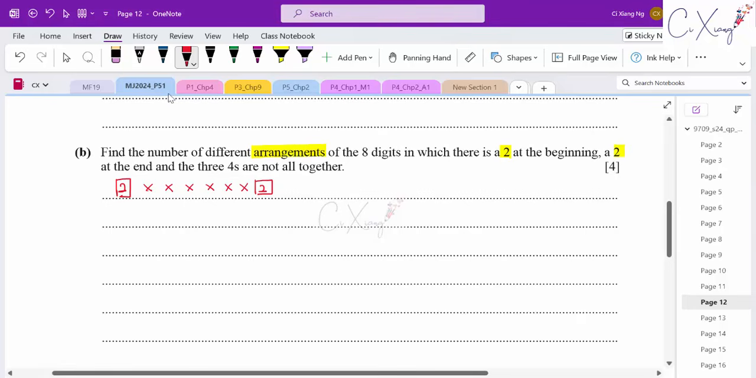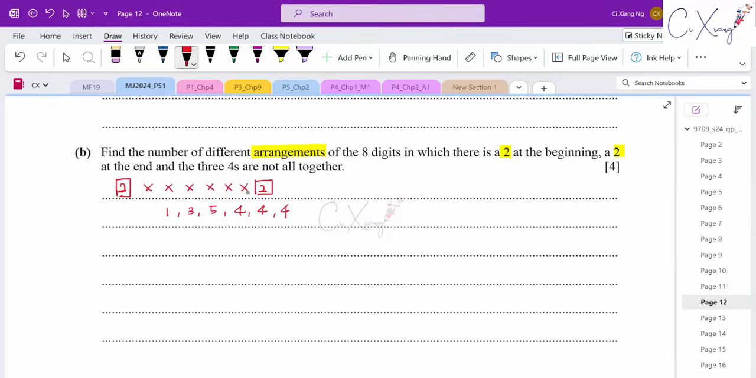So I need to consider only the arrangement for these 6 numbers. Out of these 6 numbers, I'm having 1, 3, 5, 4, 4, 4. I just want to consider the arrangement for these 6 numbers, but they are telling us that all the 4s are not all together.